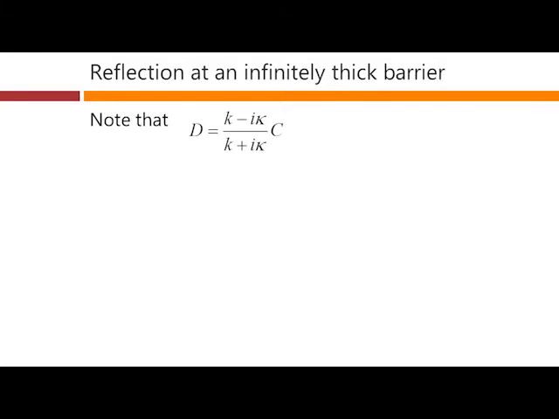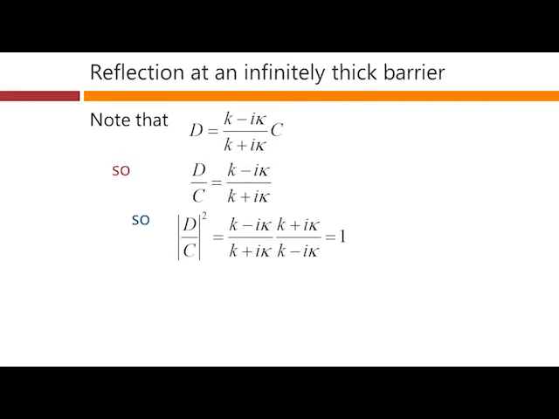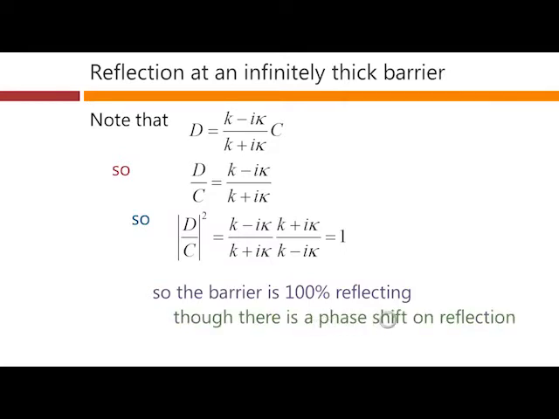Incidentally, note that we figured this out: d is equal to k minus i kappa over k plus i kappa times c. So d over c, trivially, is just k minus i kappa over k plus i kappa. If I take the modulus squared of this, I multiply this by its complex conjugate. Well, this is its complex conjugate. You'll notice that these just cancel, so this is 1. That means that the barrier is 100% reflecting. The amplitude of the wave going in and the amplitude of the wave being reflected are both of the same magnitude, though there is a phase shift on reflection.